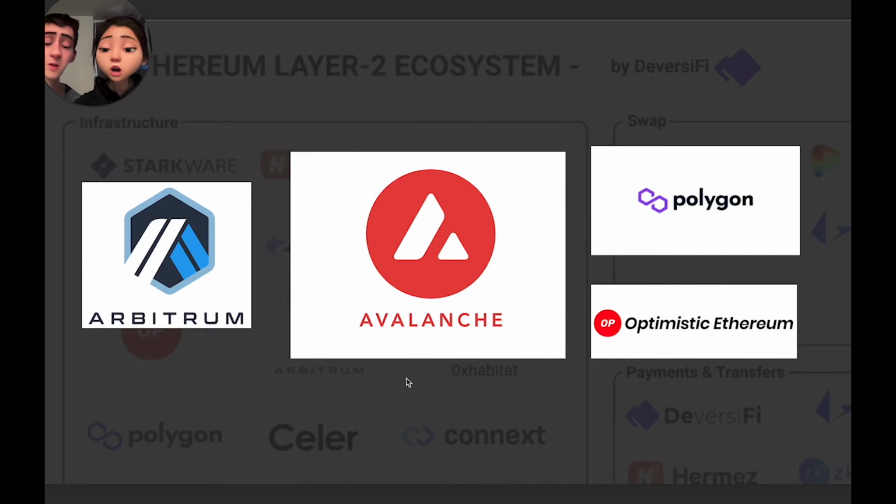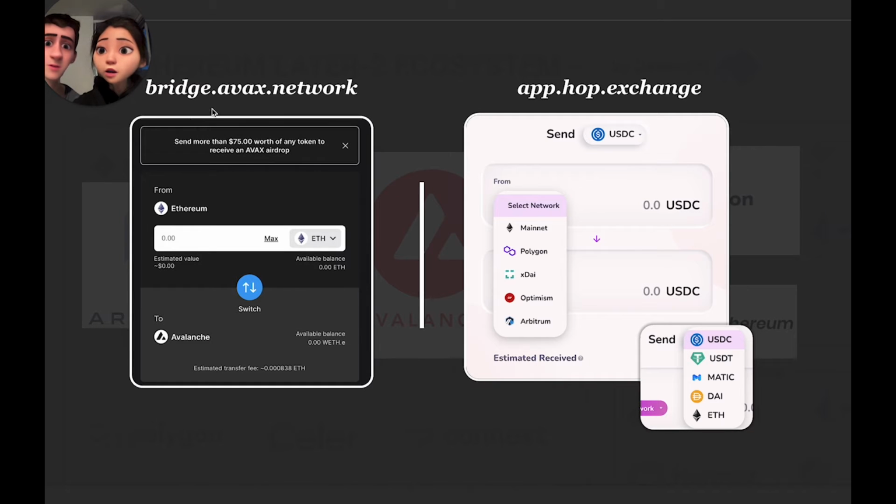So here, let's take a look how to move your money to layer 2. First, example from Avalanche, they have a website for the bridge, so you can bridge your asset from the mainnet to Avalanche. And here you can see when you send more than $75, you'll get an AVAX airdrop. So the miners on the Avalanche network are paid in AVAX and the miners on the Ethereum network are paid in ETH. So the reason I like Avalanche the best is you can transfer any currency onto Avalanche and you will have a certain amount deposited to allow you to trade and swap on the Avalanche network immediately.